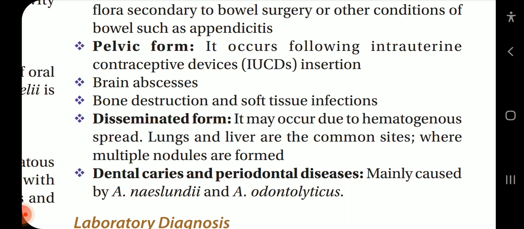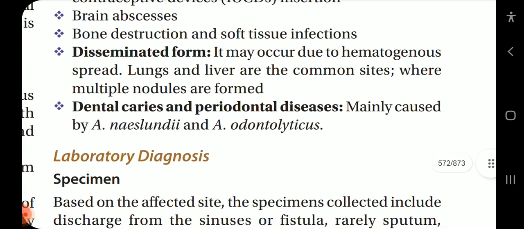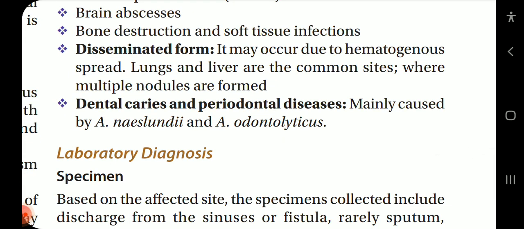Brain abscesses, bone destruction and soft tissue infection. Disseminated form may occur due to hematogenous spread. Lungs and liver are the common sites where multiple nodules are formed. Dental caries and periodontal diseases are mainly caused by Actinomyces naeslundii and Actinomyces odontolyticus.